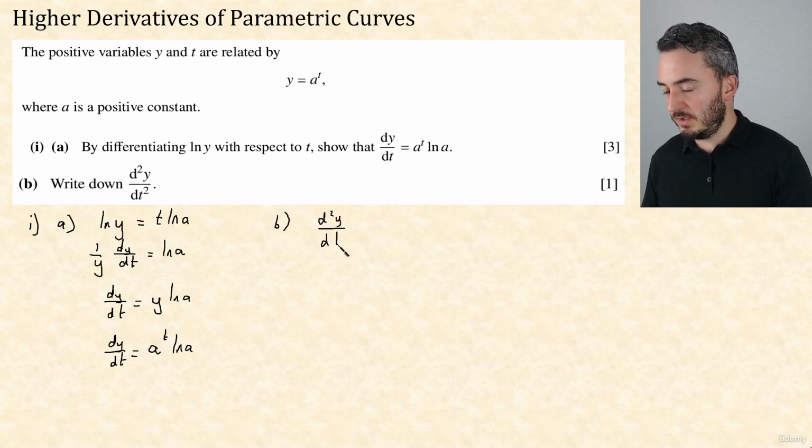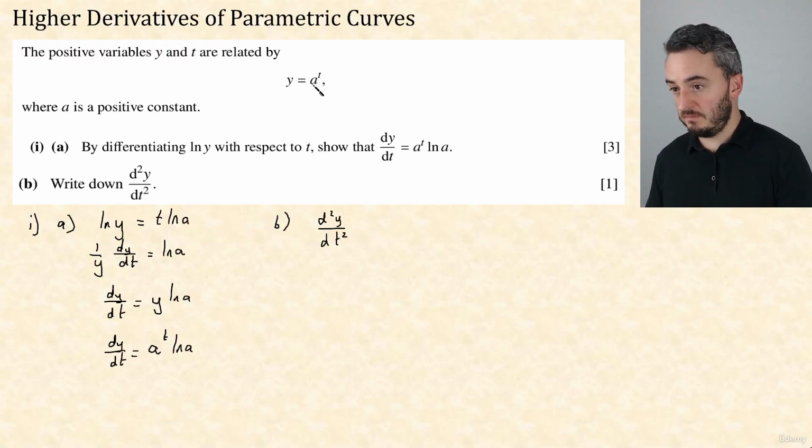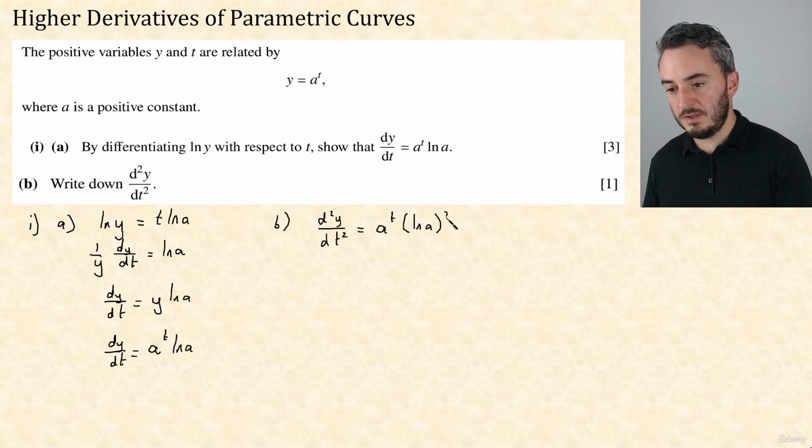Well, the observation here is that differentiating a to the t with respect to t, well, what did it do? We just multiplied by ln a, which is a constant. So if we're going to differentiate this one now, well, the effect is just we multiply by ln a again. So it's a to the t multiplied by ln a squared.